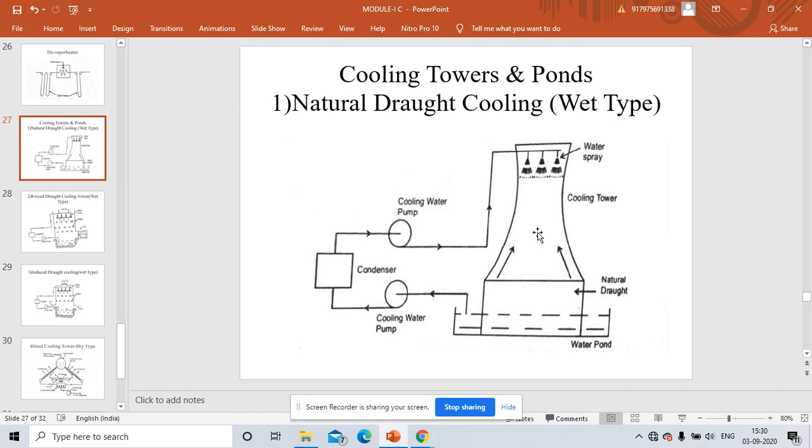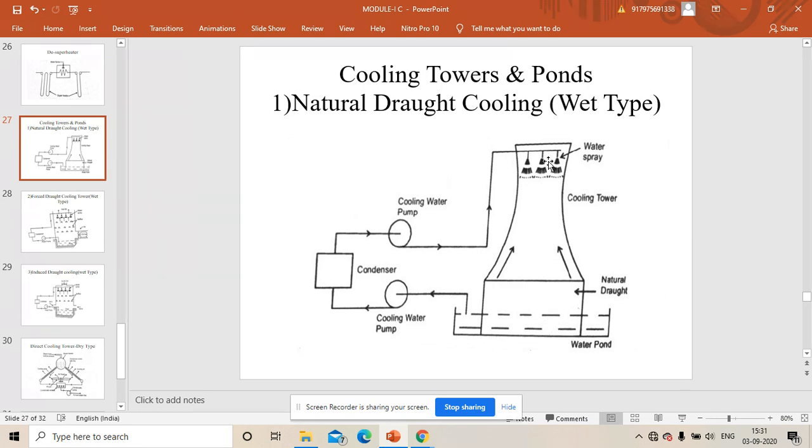The air will absorb the heat from the droplets. Water molecules will absorb the heat and move upwards and out of the cooling tower. Around 20% of the water will move out of the cooling tower in the form of steam, or just like a fog, the moisture. While coming down, the water will be cooled, the temperature is reduced, and when it comes back to the water pond, it will be at normal temperature.